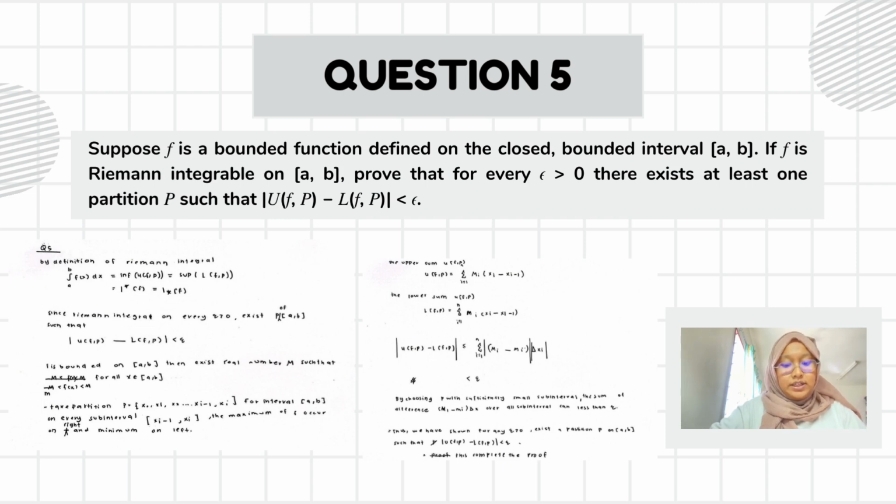Then we will find the difference U(f, P) minus L(f, P) by choosing P with sufficiently small subintervals. The sum of the differences between capital M and small m multiplied by (xi minus x(i-1)) over all subintervals can be made less than epsilon. Then we have shown that for every epsilon greater than 0, there exists a partition of [a, b] such that U(f, P) minus L(f, P) is less than epsilon. Then we complete the proof.